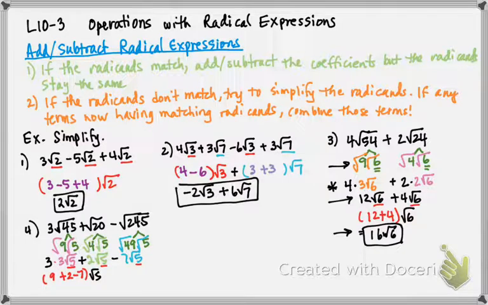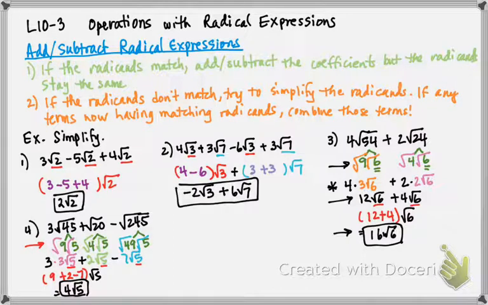And 9 plus 2 is 11. 11 take away 7 is 4. So my final answer works out to be 4 radical 5. So again, what should I be seeing from you? I should be seeing this.